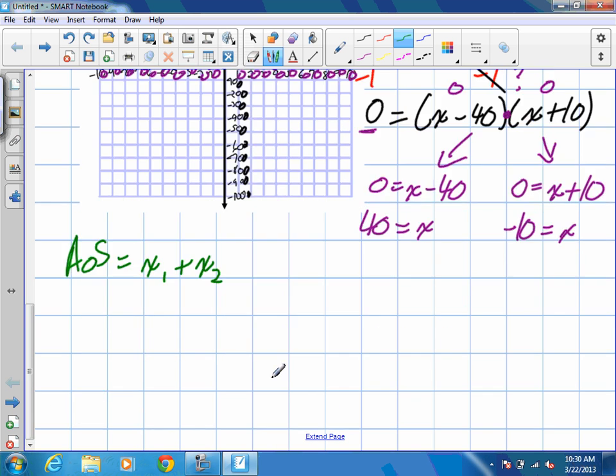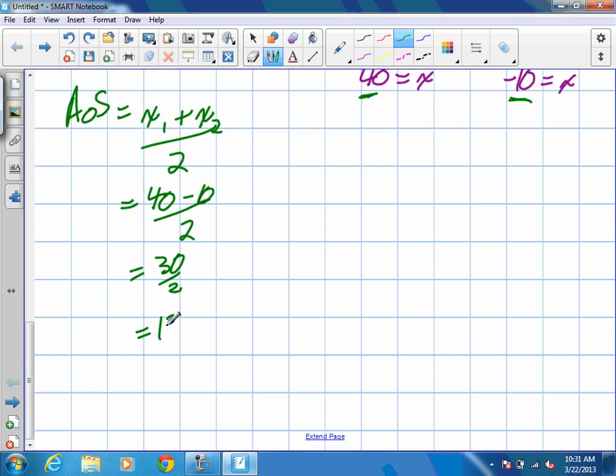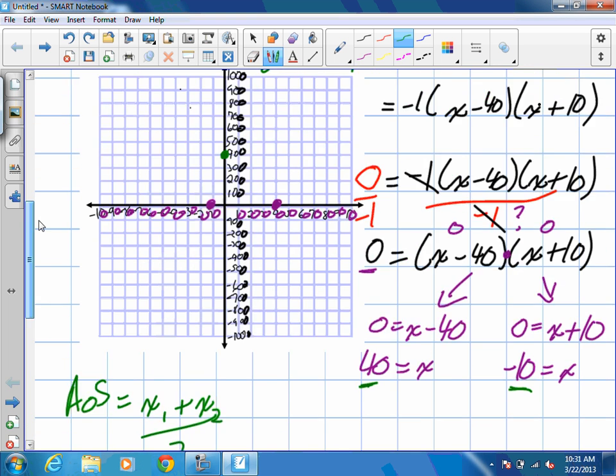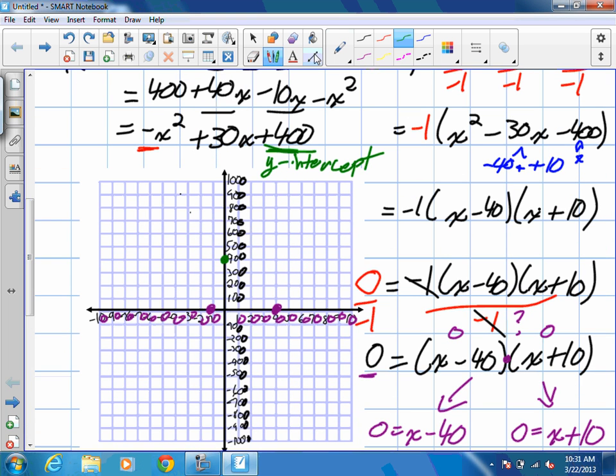Well, what are our two x-intercepts? 40 and negative 10. So we have 40 plus negative 10, or minus 10, divided by 2. 30 divided by 2 is 15. So we know our axis of symmetry is at the value of positive 15. So it comes through here. We know the vertex is going to be right there.